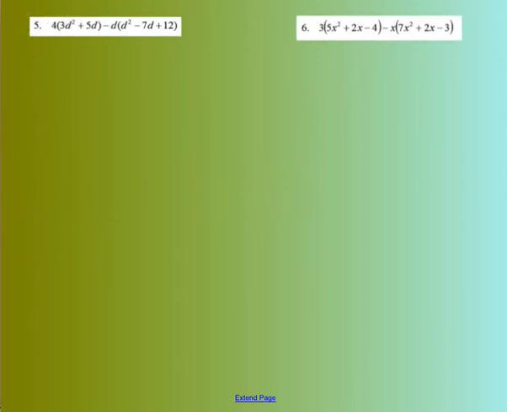Okay, so let's go ahead and distribute this in. So we have 3, and we're distributing that in. So 3 times 5 is, sorry, 15. So 3 times 5 is 15, and then we're going to keep the x squared. 3 times 2 is 6x. 3 times a negative 4 is negative 12.